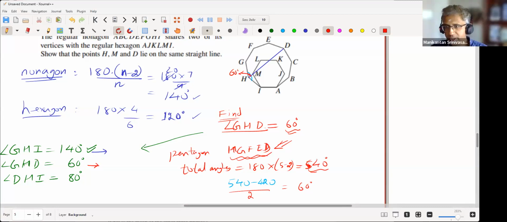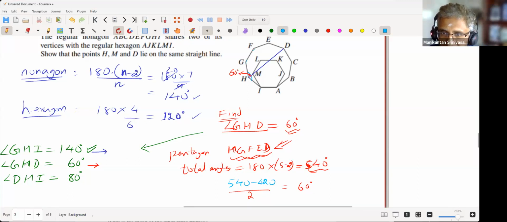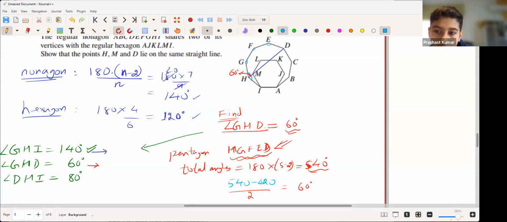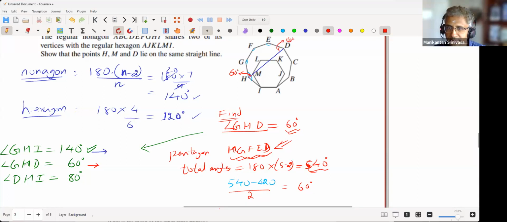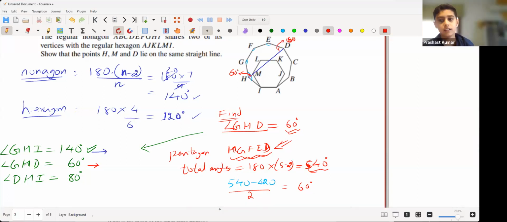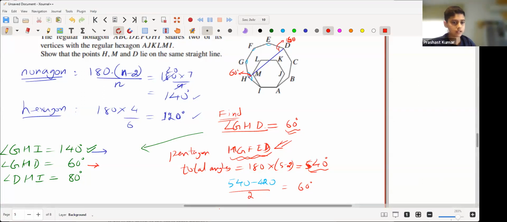Agreed? Okay. Of which, if you subtract off the three 140s at G, F, and E, and what do we say? GHD and EDH are the same. Exactly. Therefore, each is 60 degrees. So all of us are agreed so far that this angle GHD is 60.